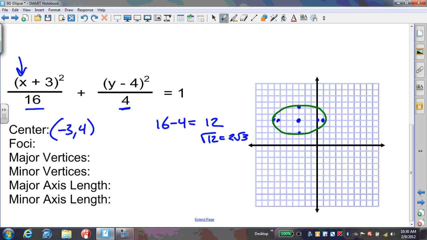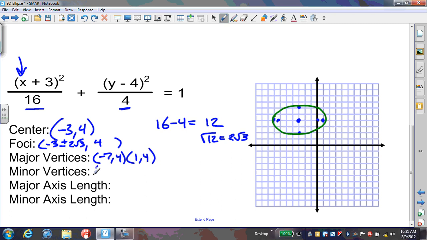So again, my foci is going to be, let's just write this. This is really 2 points, but I'll write it. What do we have here? We have -3 plus or minus the square root of 12, which is 2 radical 3, comma 4. Okay. Then your majors are horizontally again. So again, I'm going to change the x value. I started at -3 and I went to the left 4, so I'm going to be at -7, 4. And then I went to the right 4, so I'm going to be at 1, 4.